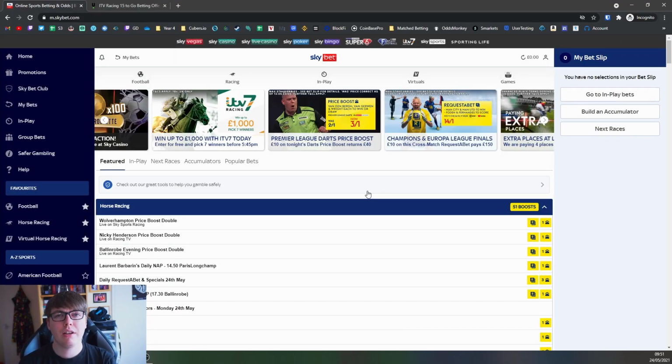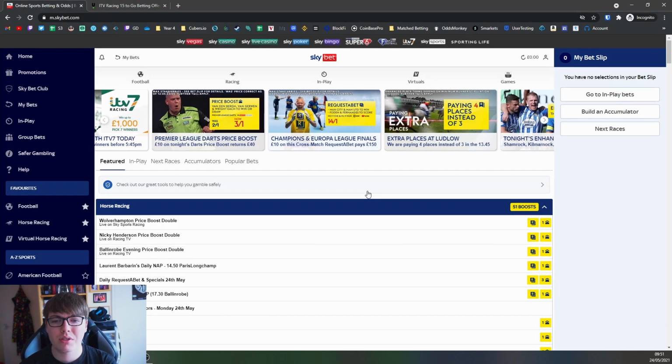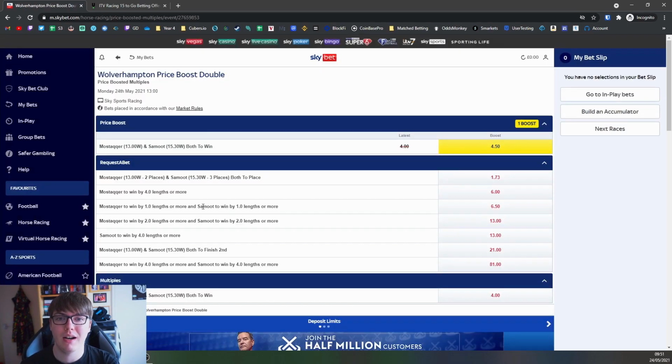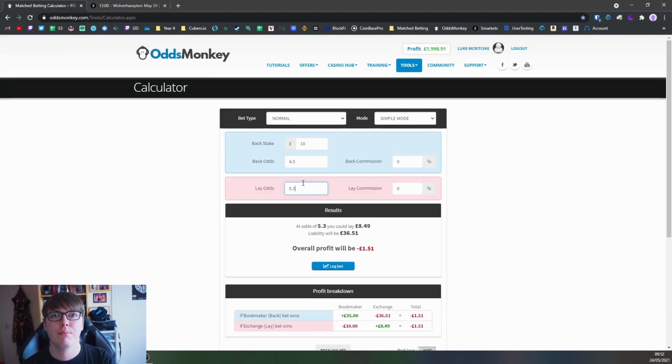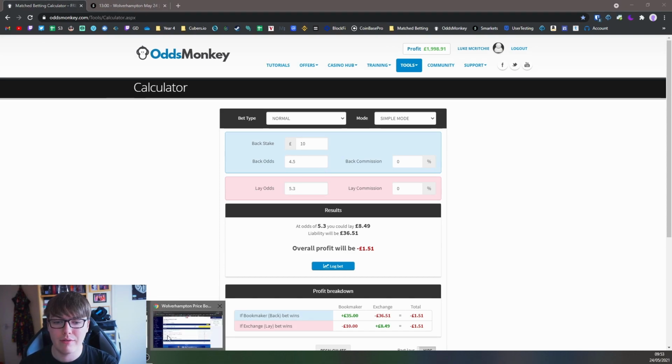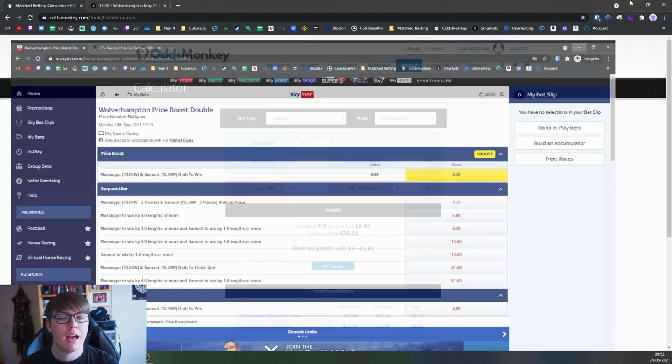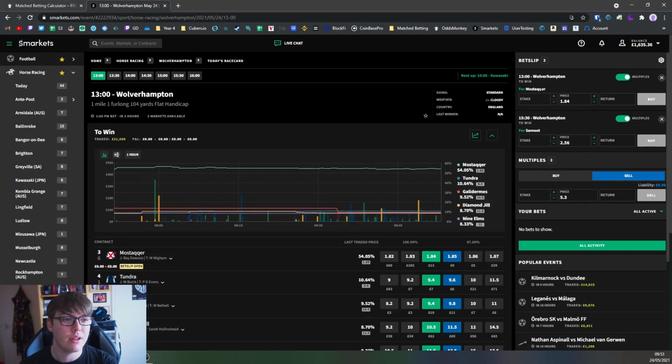So first up, we're going to look at underlaying, and one of the most common underlaying ones is via Skybet's price boosts. So if we look at something like this Wolverhampton price boost double, we've got both of these to win at 4.5. Now if I set it up in the calculator, we can then go and talk through it. So if I wanted to do this Sky price boost double, I've got my back odds of 4.5 as we can see here. And then we have the lay odds that are 5.3 because I've backed both of these and then switched it to sell.